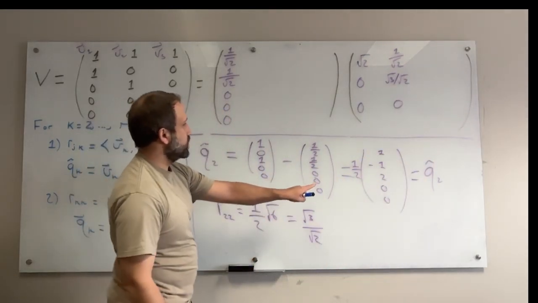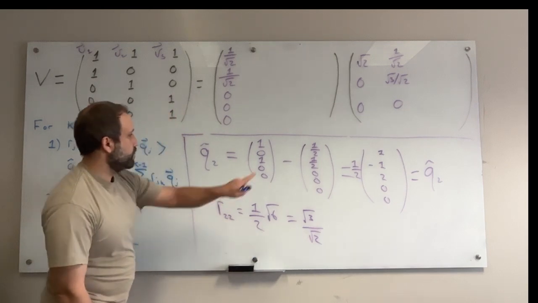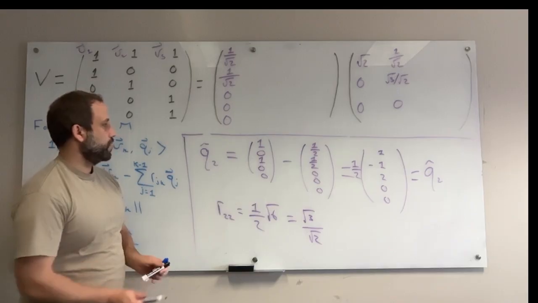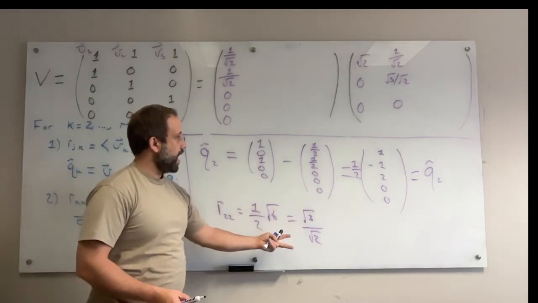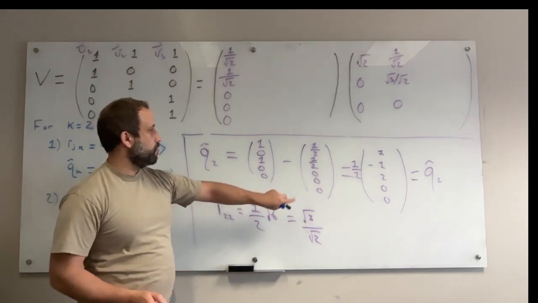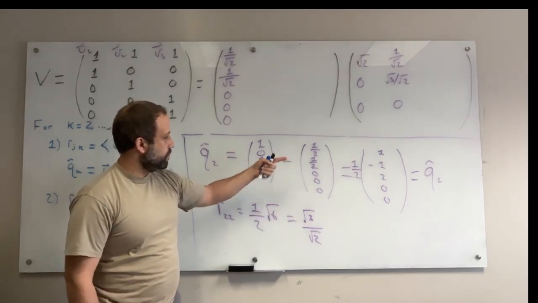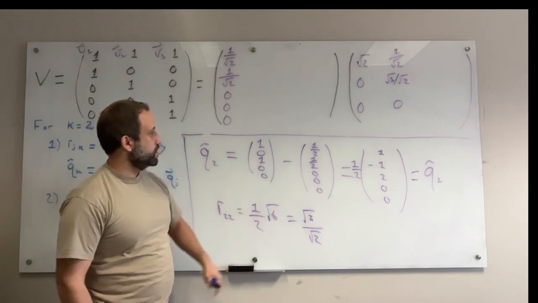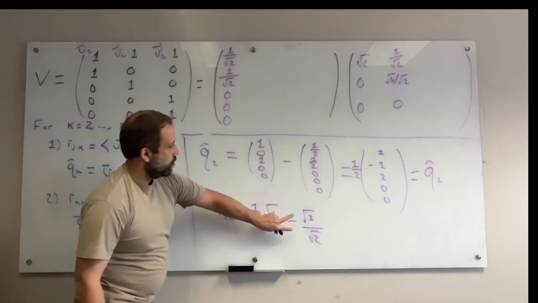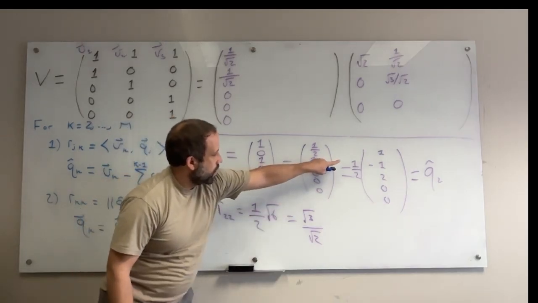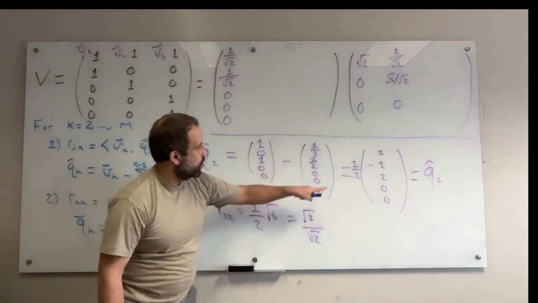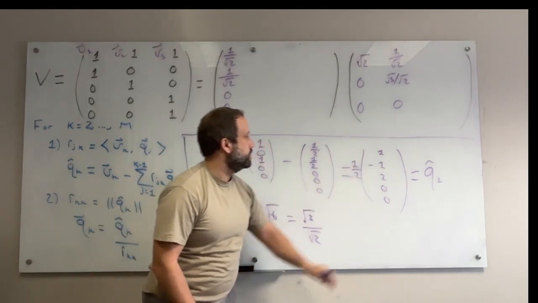Okay, and then we need to divide this vector by R22. What that means is we're going to multiply it by the reciprocal. So now when we multiply it by the reciprocal, the square root of 2 divided by 2 is 1 over the square root of 2. And so it's going to be 1. Again, when we multiply this by the square root of 2, it's going to be 1 over the square root of 2. And we divide by this, we're going to have that in the denominator. So it's going to be 1 over the square root of 6 times this vector.